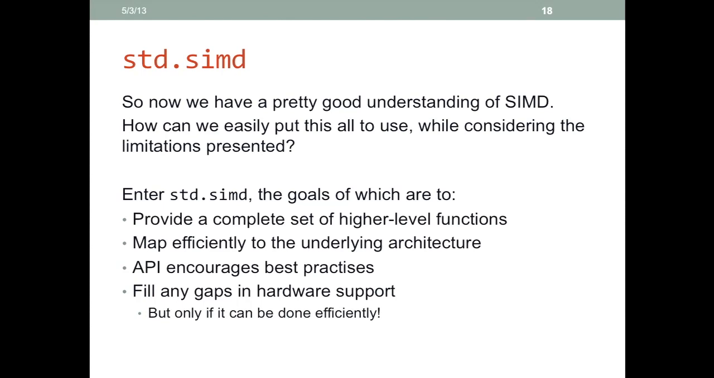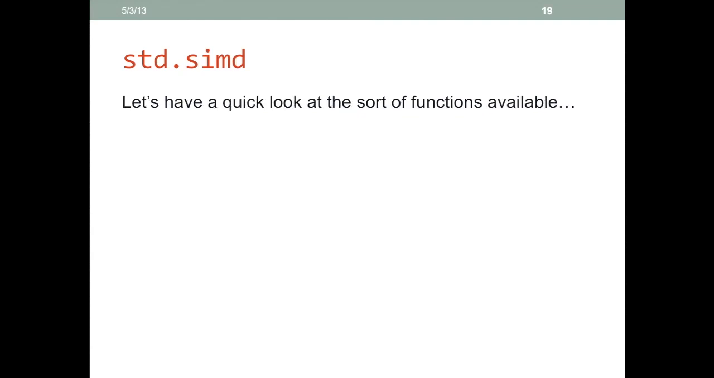The idea is to provide a complete set of higher level functions. The SIMD functions are always targeting very low level micro stuff, so I provide a full suite of functions. We'll see what they are in a sec. The idea is to map as efficiently as possible to the underlying architecture. The API is designed to encourage best practices at all costs. I do try and fill in gaps in hardware support where an emulation can be performed efficiently on the architecture. But in the event that an efficient emulation of a missing operation is not possible, it will throw an error.